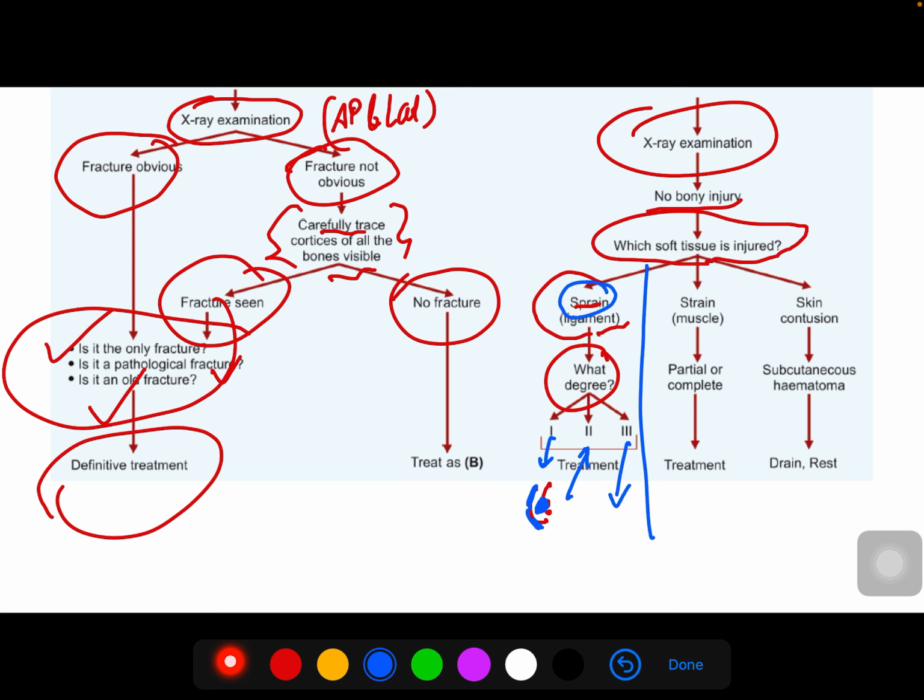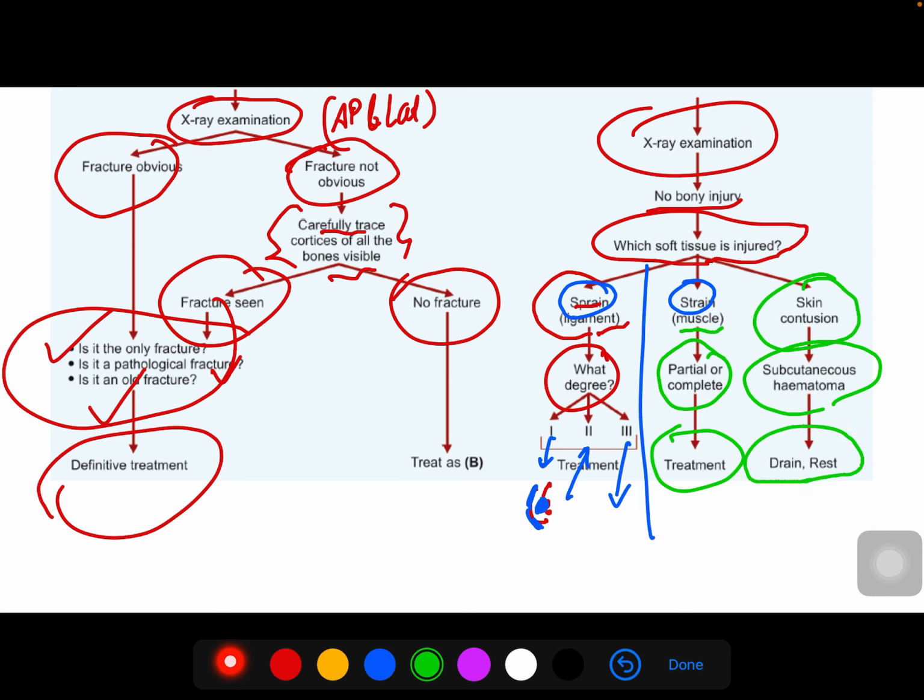Sprain and strain are different things, we have to note that. For a strain in the muscle, it can be partial or complete, and we have to do the treatment. For skin contusion, like subcutaneous hematoma, we have to do drainage and rest. In many cases, if there is more formation of hematoma, it can also kink the blood vessel, and the blood supply to the distal part may also be diminished. So we have to check for any blood vessel compromise or neurovascular compromise in fractures.